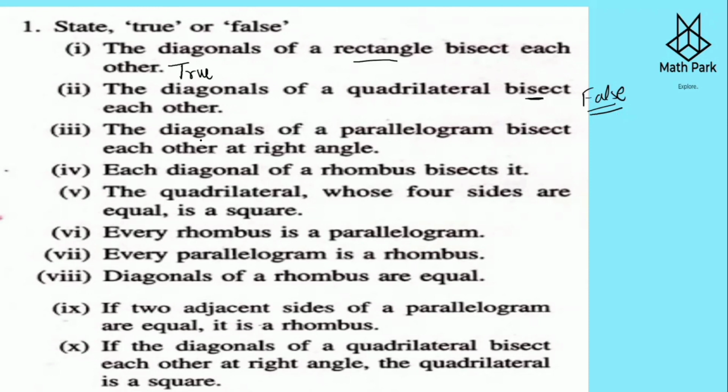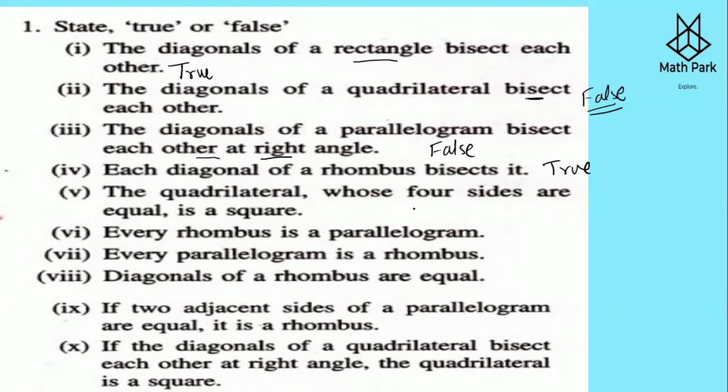The diagonals of a parallelogram bisect each other at right angle. Again, this is false because there are special parallelograms, and those are the square and the rhombus, and only in that case the diagonals bisect at right angles. Each diagonal of a rhombus bisects it. Yes, it is true. The diagonals of a rhombus definitely bisect because it is a parallelogram and diagonals of a parallelogram bisect.